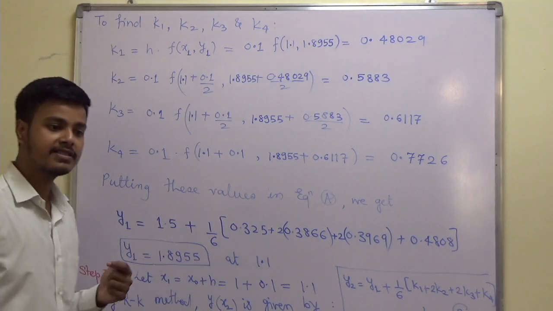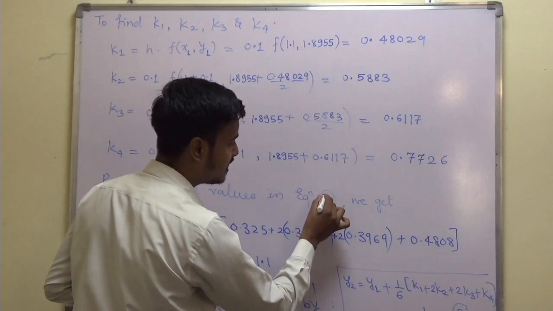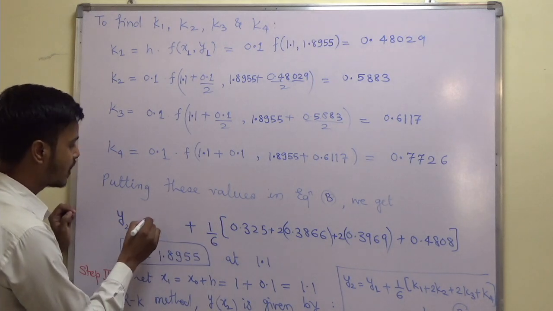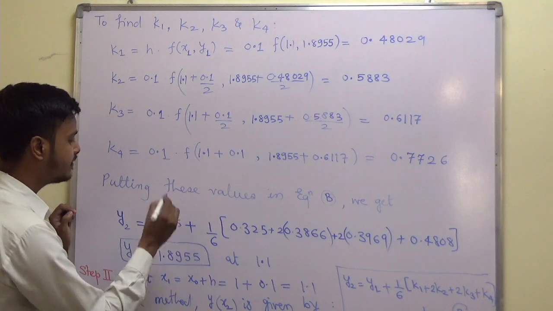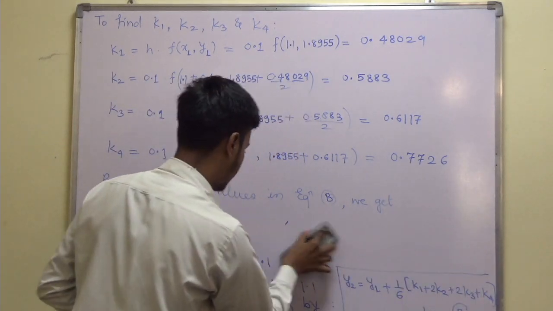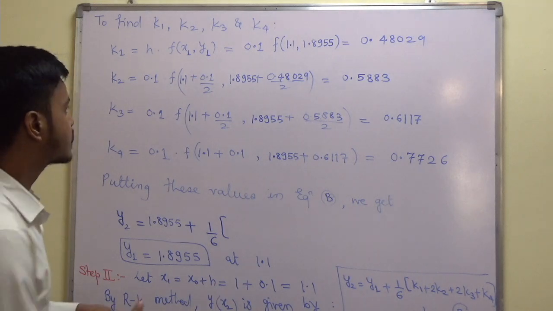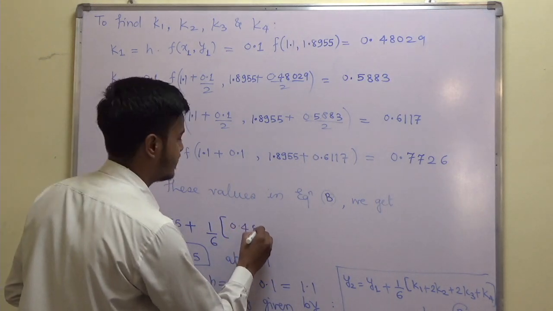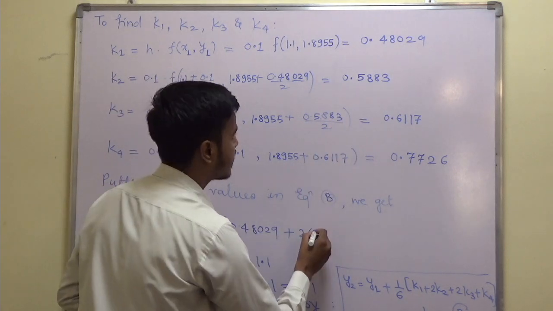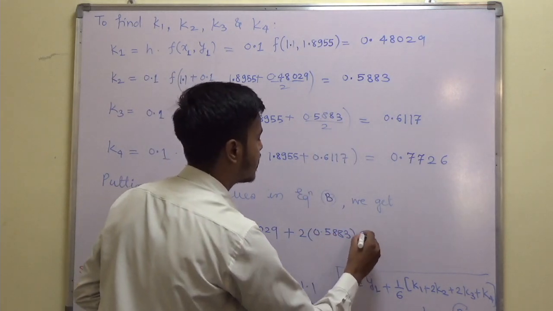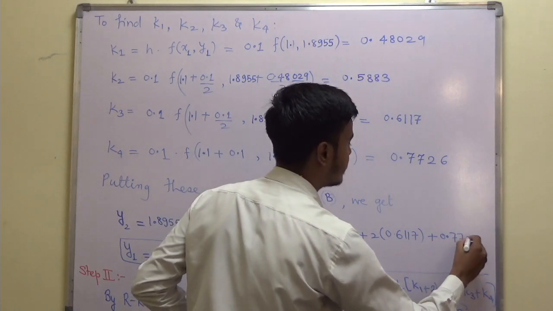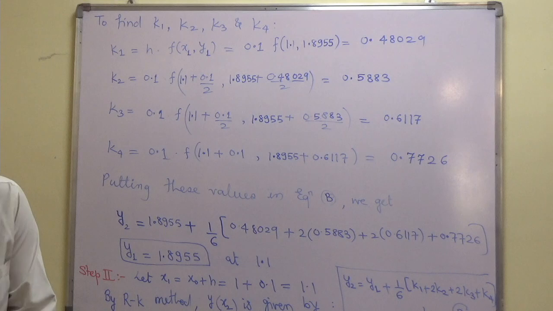Now you are smart enough to give the answers. Putting these values in equation B, we get y2 is equal to y1, which is 1.8955, plus 1 by 6 times (0.48029 plus 2 times 0.5883 plus 2 into 0.6117 plus 0.7726), because it is k1 plus 2k2 plus 2k3 plus k4.